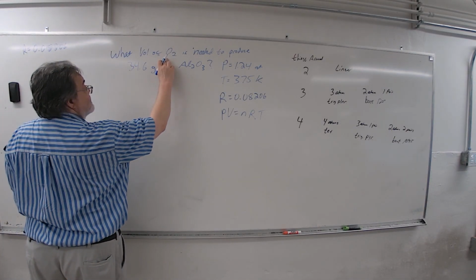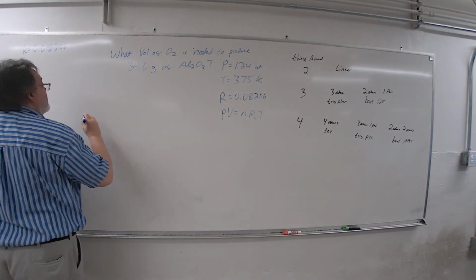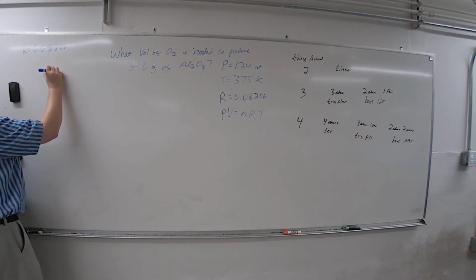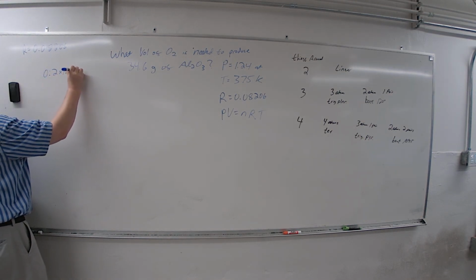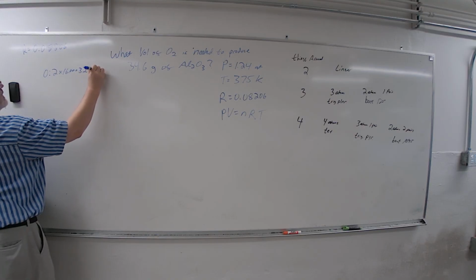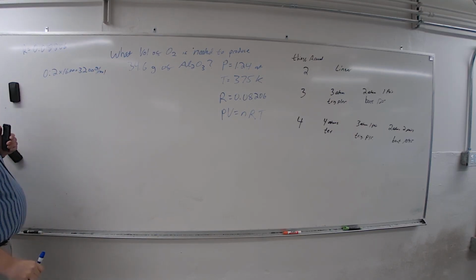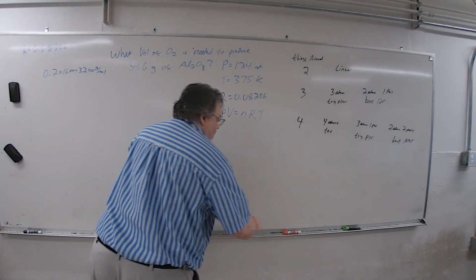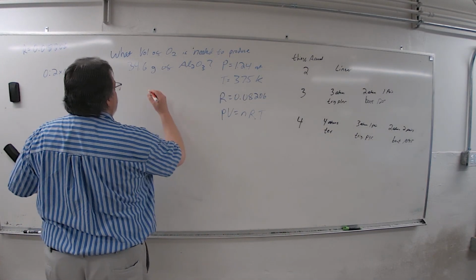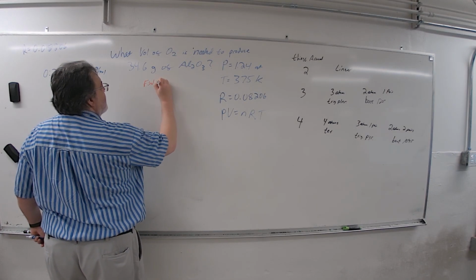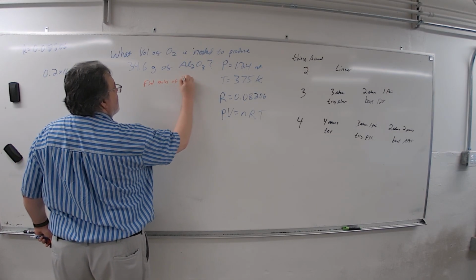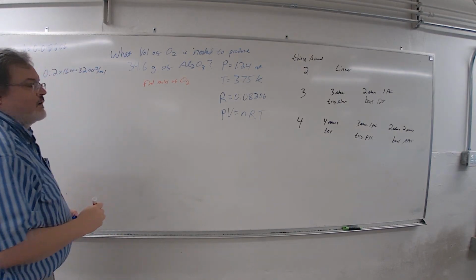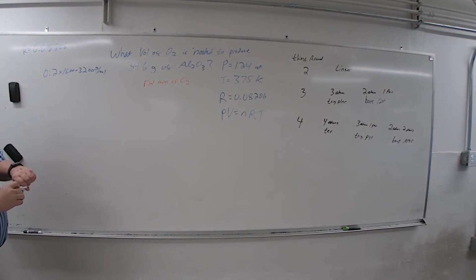What volume of O2? So we're trying to find the moles of O2. Oxygen, there's 2 of them, they weigh 16. Wait, one second. This is what you do first: you find the moles of the O2.